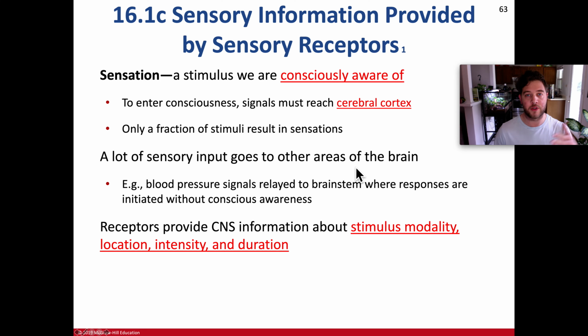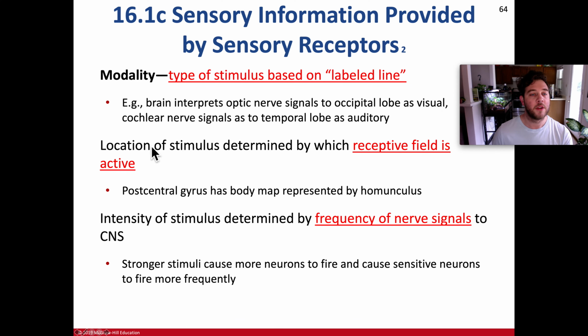Remember, there are different portions of the brain specialized to interpret specific information. So blood pressure signals go into the brain stem, the medulla and the pons, to help regulate our cardiovascular responses. And receptors provide the CNS information about stimulus modality, location, intensity, and duration. Those are the four things conveyed to our central nervous system. Modality is the type of stimulus that it is, where it is, how intense it is, and is it prolonged or is it quick.